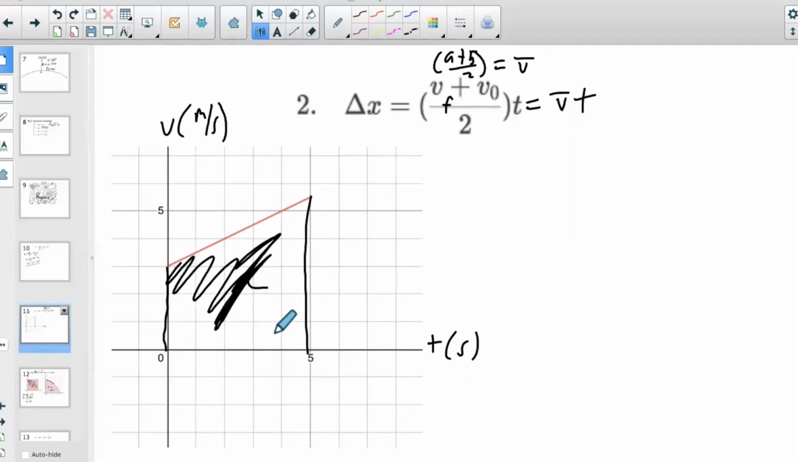So this is the area we're looking for. Let's label this as V naught. This is our initial velocity. You see that right here. This is your final velocity. And from 0 seconds to 5 seconds, that's the amount of time that you take.